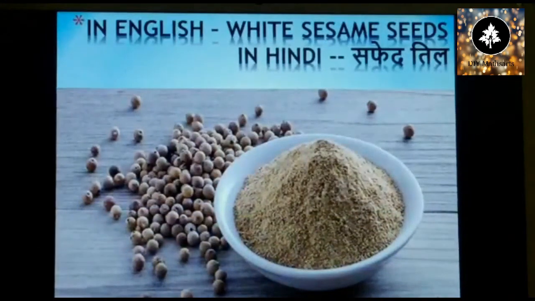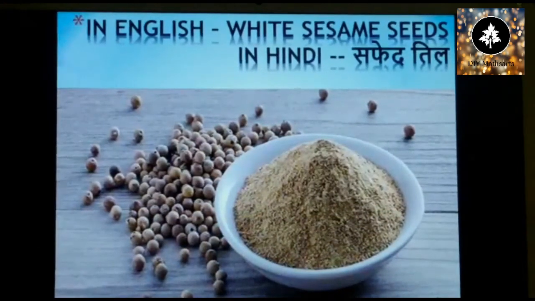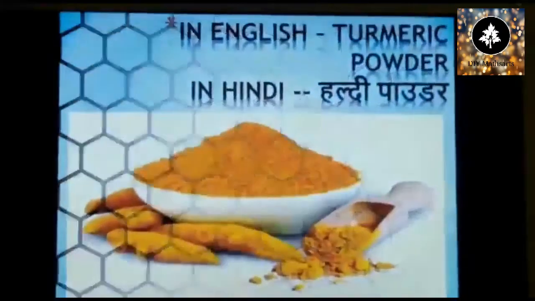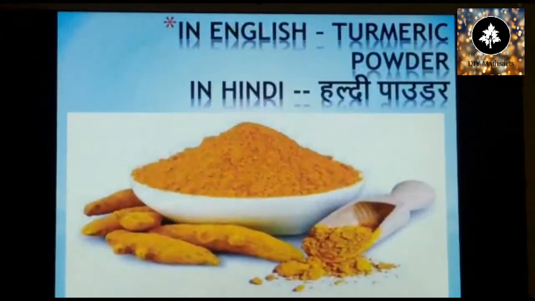This is white sesame seeds. In Hindi it is known as safed til. It is turmeric powder. In Hindi it is known as haldi powder.